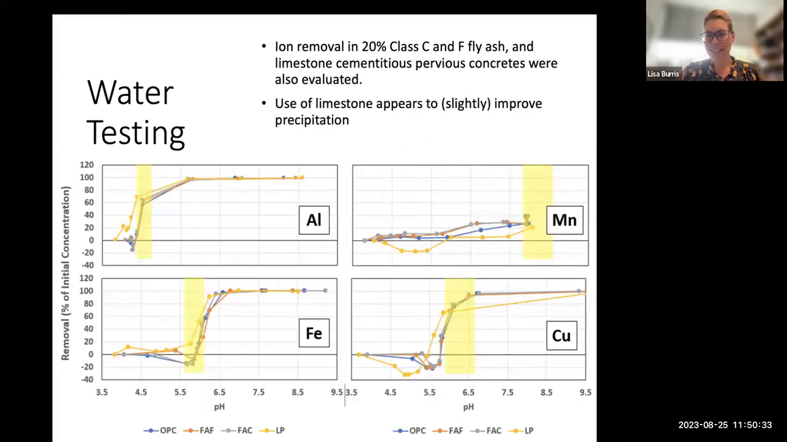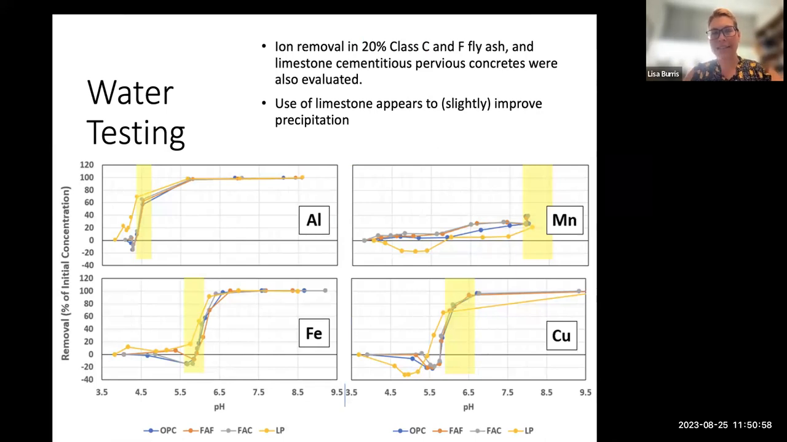So we also tested with our Class F and Class C fly ash and limestone mixtures to see if use of any of those materials improved or changed the ability to remove metals from solution. And overall, they appear to function pretty similarly. So this is a positive in that we know however we make our pervious concrete, it will have the same ability to remove ions from water.